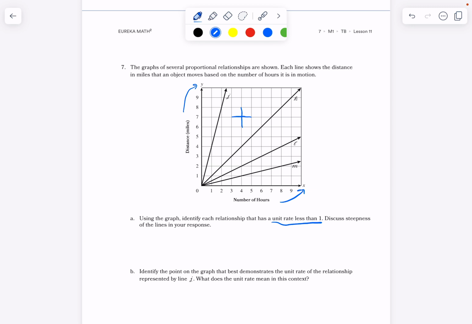In your explanations, be sure to discuss the steepness of the lines in your response. What does it mean? Does the steepness mean it's a greater unit rate, a lesser unit rate? Just talk about stuff like that.